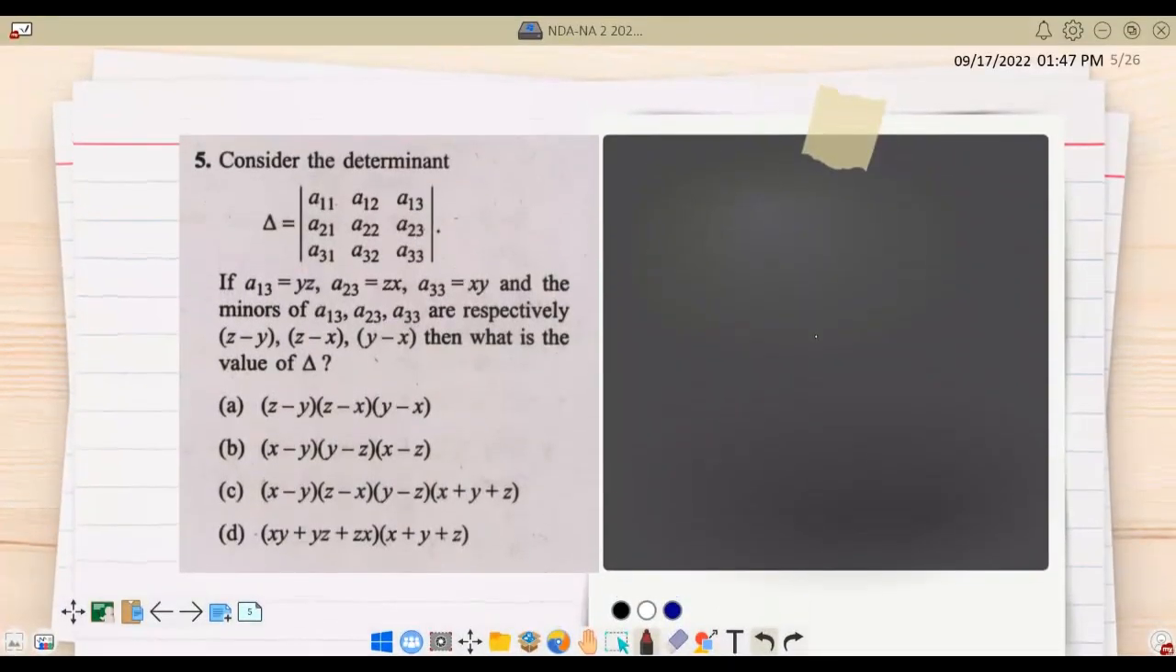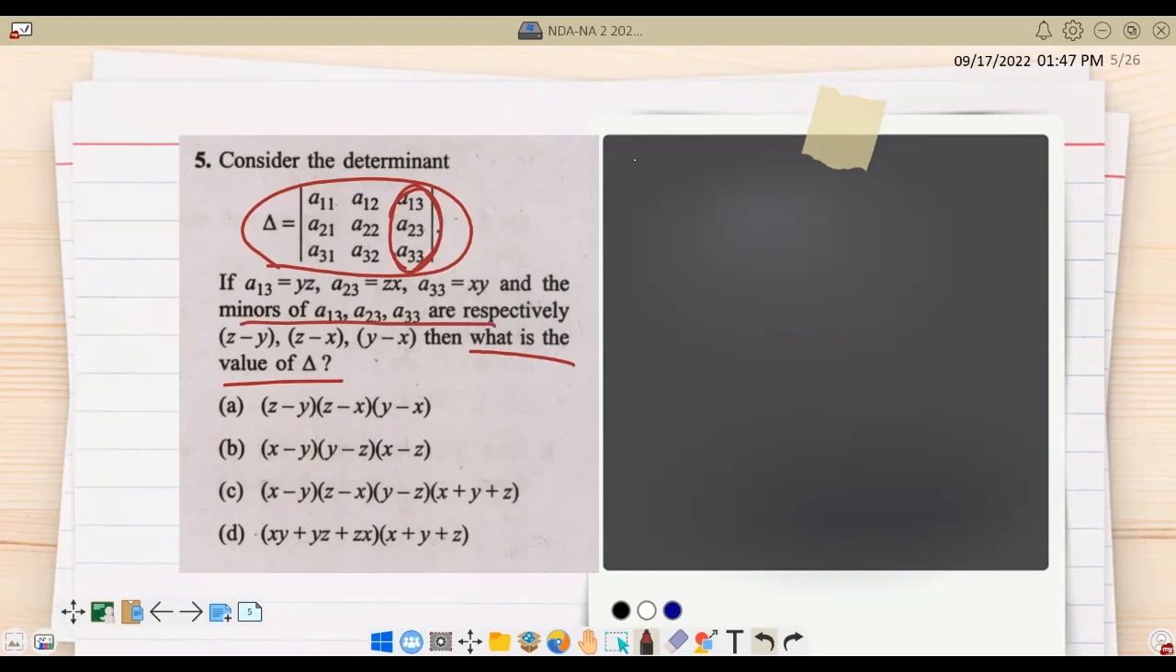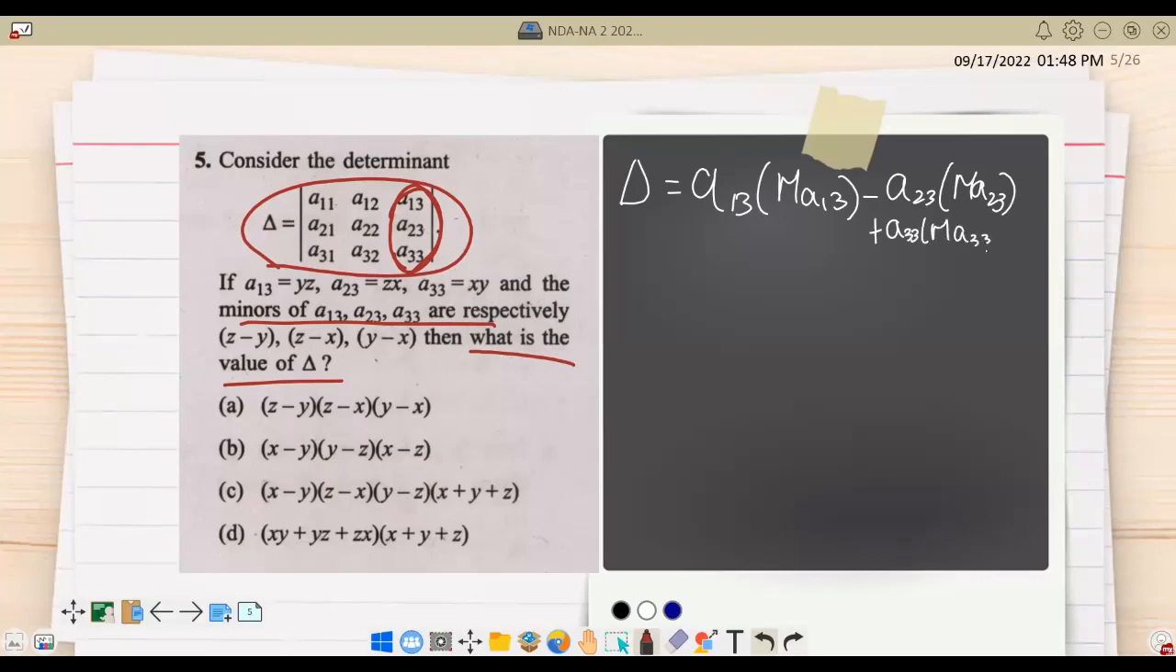In this question, they have asked about the value of delta, and they have given the delta determinant with the values of its elements, and then they have given the minors of these elements. Now we'll find the value of delta with the formula delta is equal to A13 into minor of A13 minus A23 into minor of A23 plus A33 into minor of A33.